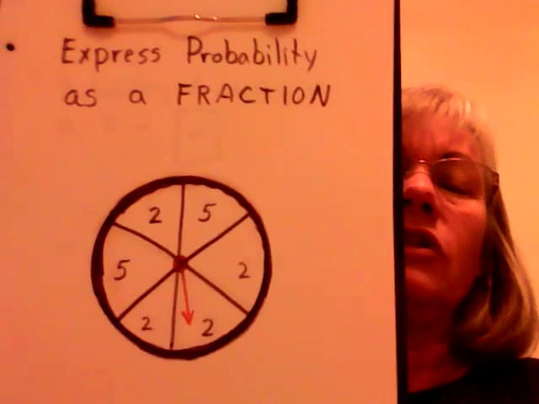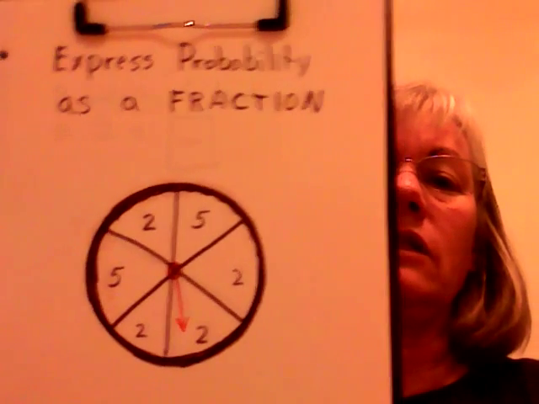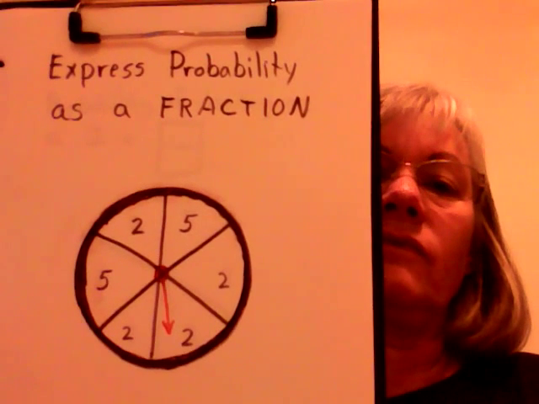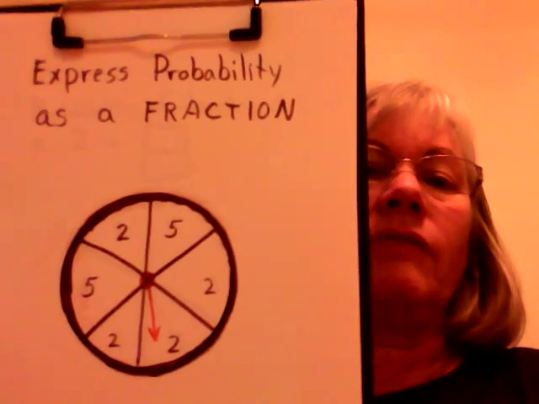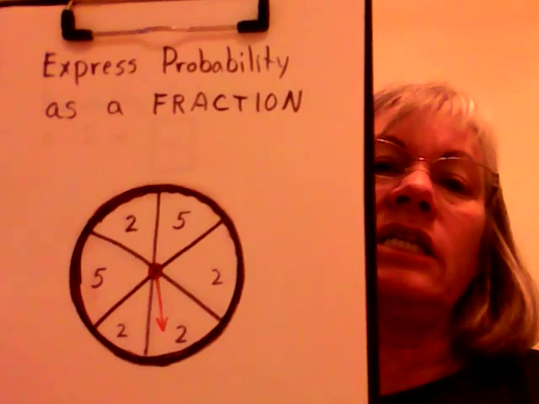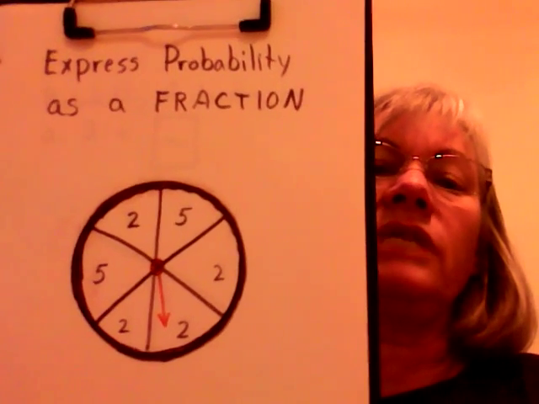To do a fraction, we need to count how many parts there are. I'll give you a few seconds to do that. I'm sure that you were able to see that this spinner is divided into 6 parts, so our fractions are going to be sixths.